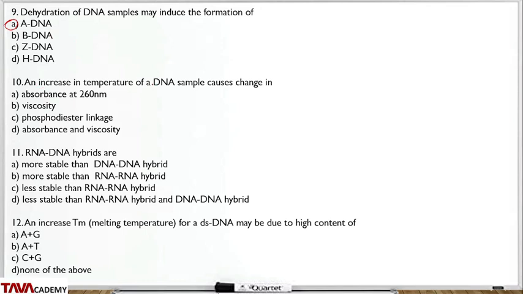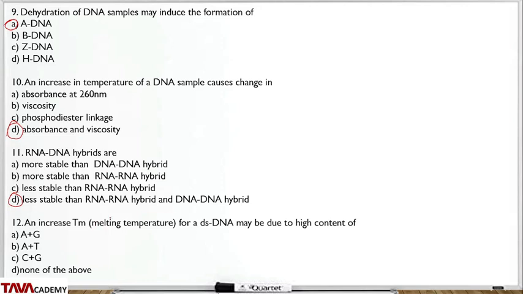An increase in temperature of a DNA sample causes change in the absorbance and viscosity. So if I increase temperature, I'm going to denature the DNA sample. And once the DNA is denatured, the viscosity is reduced, but the absorbance is increased. RNA-DNA hybrids are less stable than all of them. It's not very easy to form RNA and DNA hybrids.